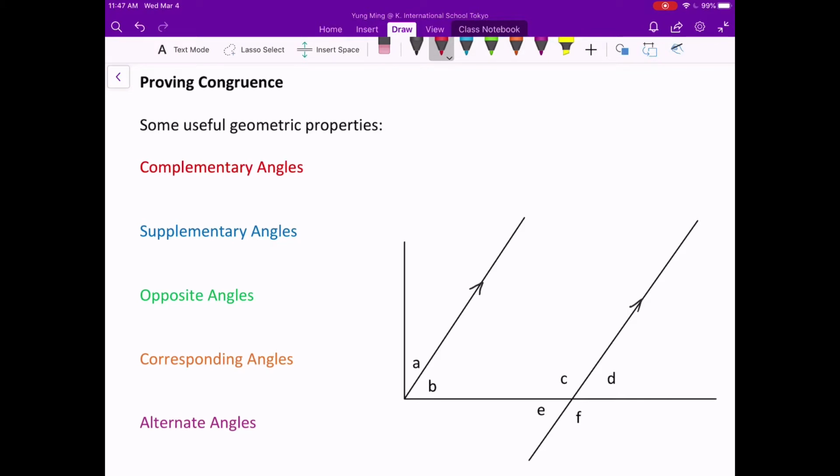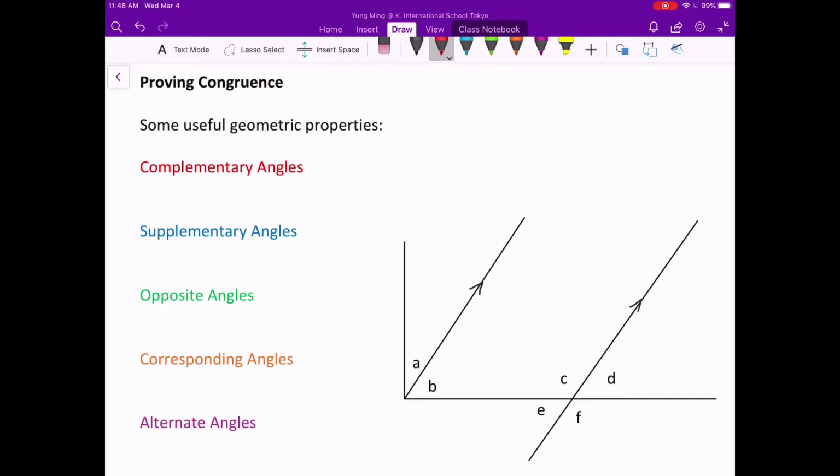Okay, so the first thing is we see a diagram over here with two parallel lines, and we are asking where are the complementary angles. So here's the thing that people always kind of mess up a little bit. What is complementary? What is supplementary? Which one is 90 degrees? Which one is 180 degrees?